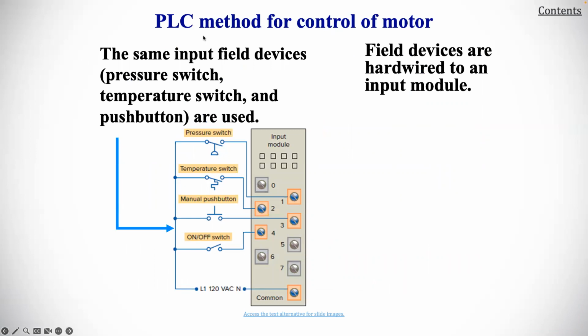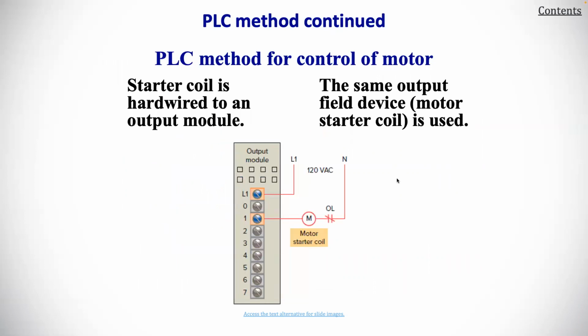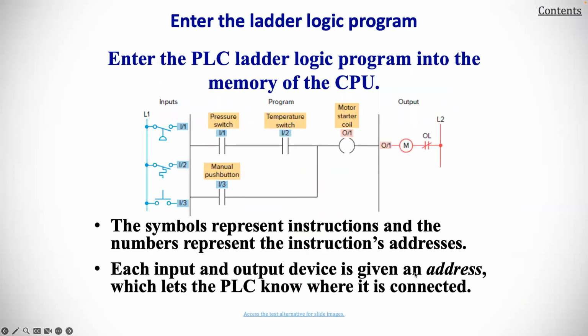So in terms of the PLC method for control of a motor, the same input field devices, pressure switch, temperature switch, and push button, are used. Field devices are hardwired to the input module. For the PLC method, the motor starter coil is hardwired to an output module, and the same output field device, the motor starter coil, is used. And we're seeing an illustration of that here in the figure.